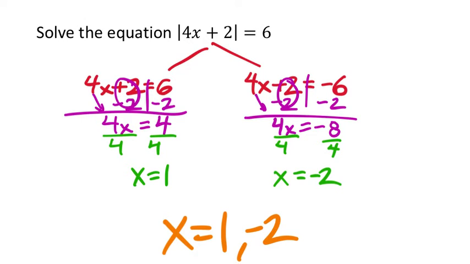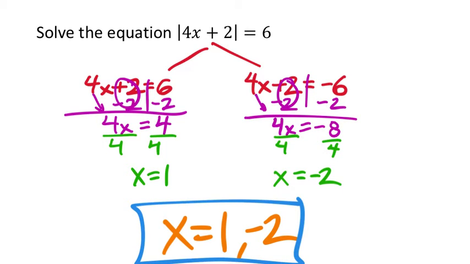How about negative 2? Would this work? Let's find out. 4 times negative 2 is negative 8. Then adding 2 would make that negative 6. How far away is negative 6 from 0? It's 6, so that checks off as well. And looks like we found 2 good answers for this one.